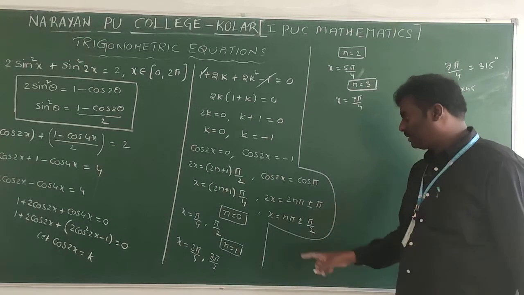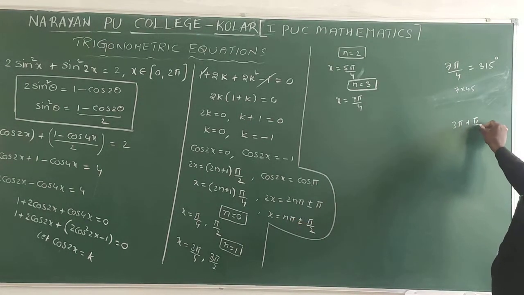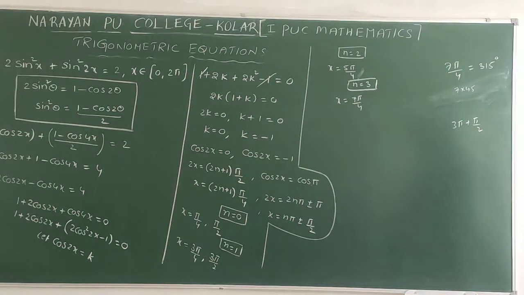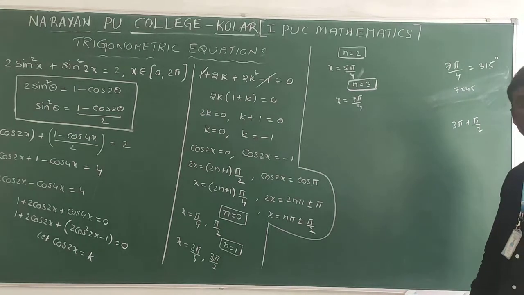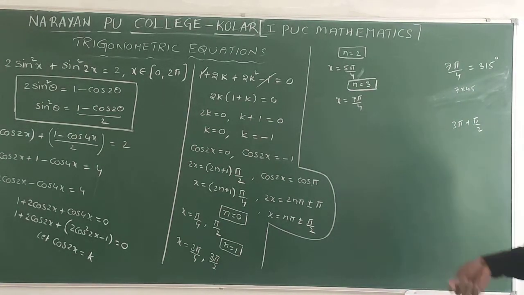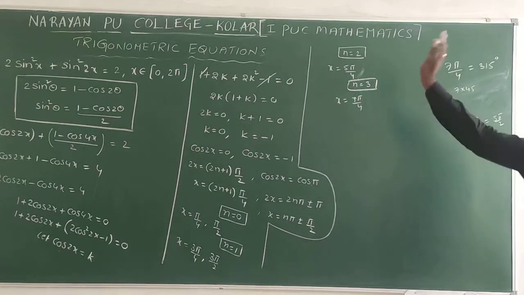Coming to here, 3 pi plus pi by 2. 2 into 3 pi, 6 pi. 6 pi plus pi, 7 pi. 7 pi by 2, that is 630. That is not in the range. You take minus: 2 into 3 pi, 6 pi, 6 pi minus pi, 5 pi, that is 5 pi by 2, which is nothing but 450, that is also not in the range.